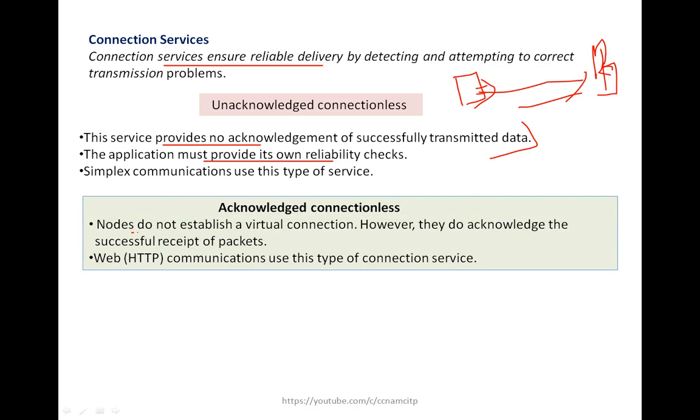Next one is acknowledged connectionless. Nodes do not establish a virtual connection. In this there will not be any virtual connection. However, acknowledgement will be there: they acknowledge the successful receipt of the packet. The receiving device will send an acknowledgement, yes, I have received the packet. Web HTTP communications use this kind of connection service. If you are using HTTP or HTTPS, in that kind of service, this kind of acknowledgement-based connection service will be playing a role.